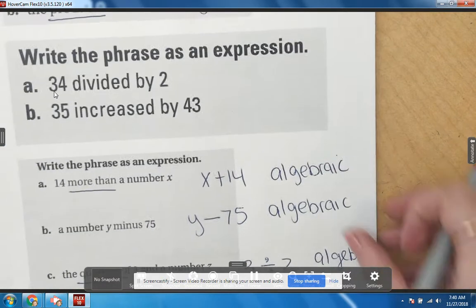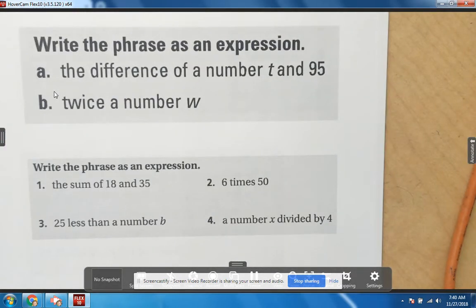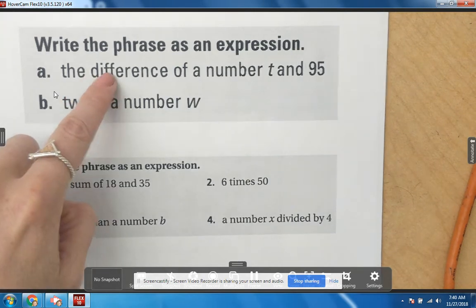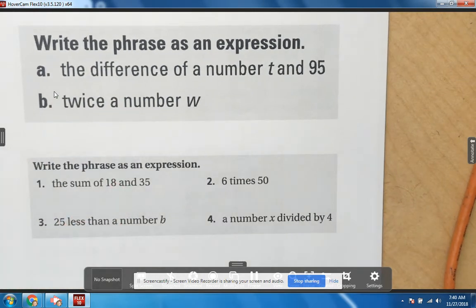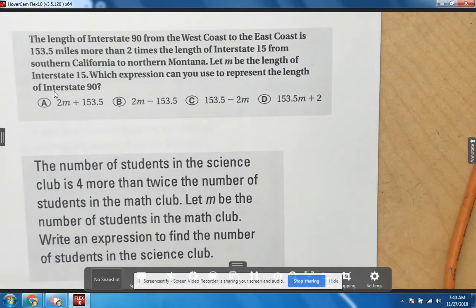Okay, so I'm going to give you some of these to try. So I'm going to have you try all of these ones. You do not have to write out the phrase. You're just writing the final answer. So look for your keywords, figure out what operation it is, and then I want you to also tell me whether it's algebraic or numerical. So pause and try all of these ones.